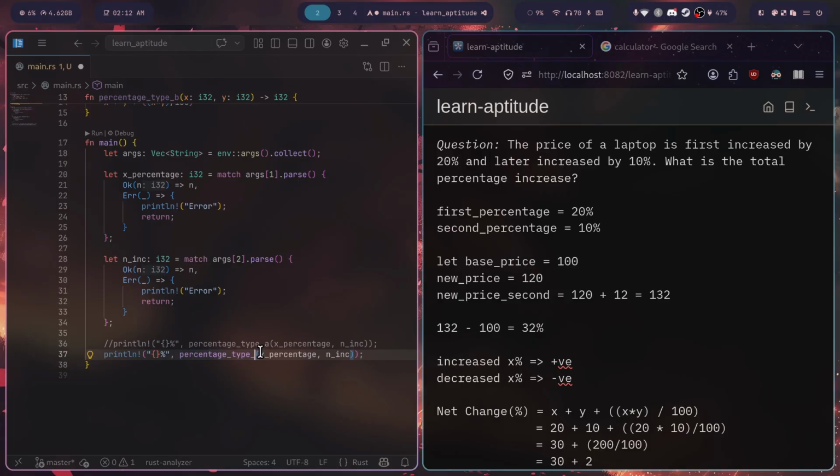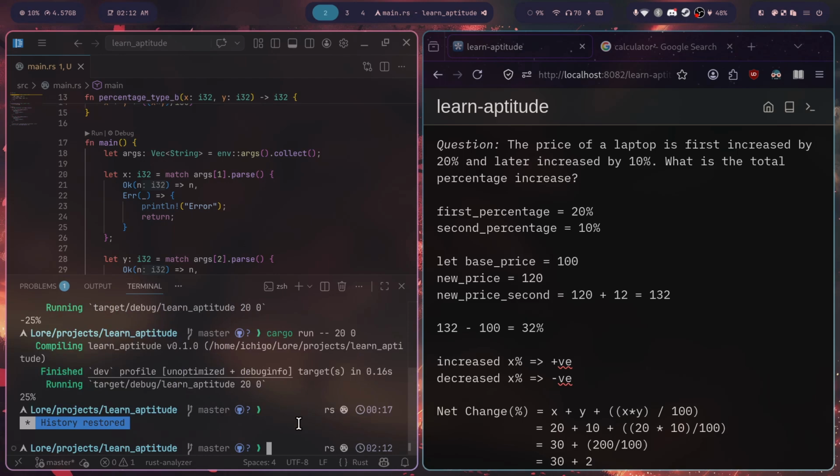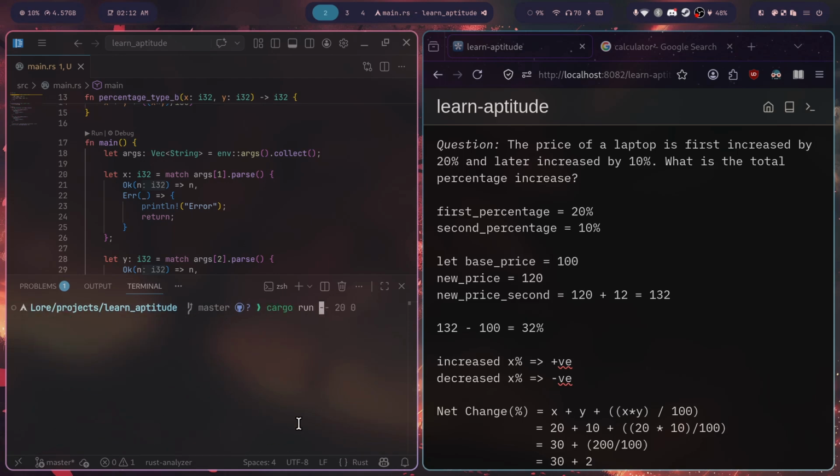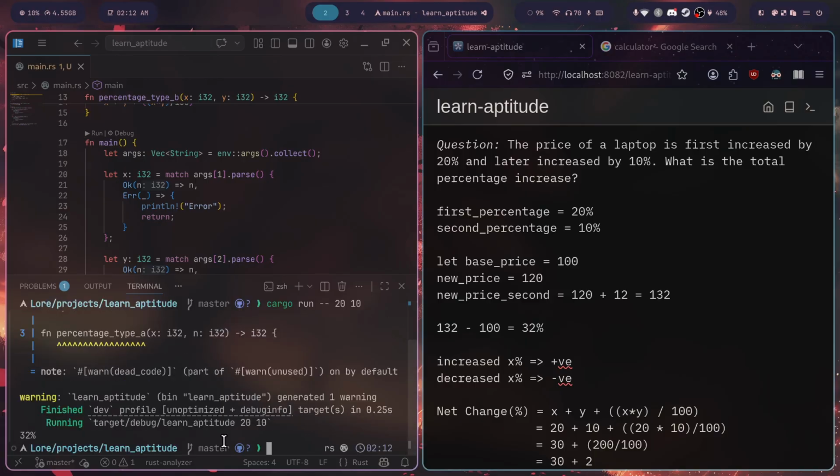So let's see, percentage b. Now I have given it x percentage. For now I will just do it x, and this I will do it y. So this should be y, this should be x, and yep, we are good enough. Let's try to run it. Hyphen hyphen. Let's give the first value as 20 and then the value of 10, and we are getting 32%. So it works like a charm, no issues.